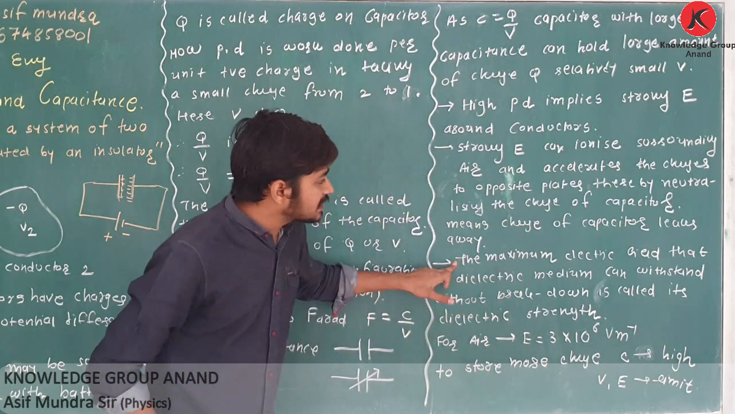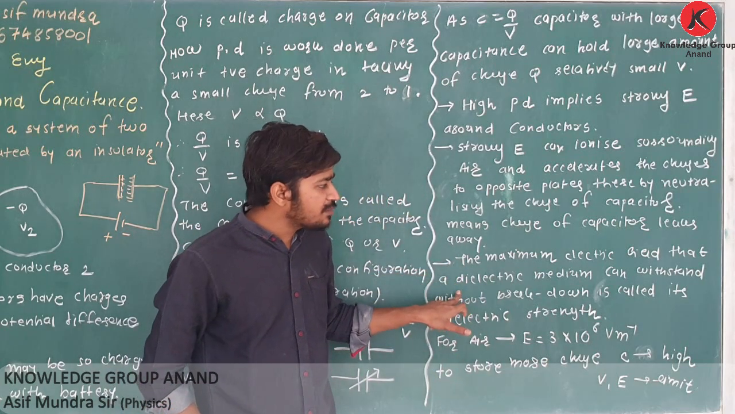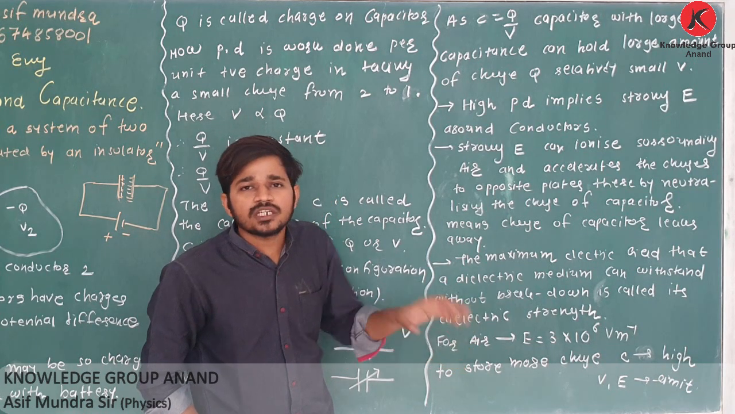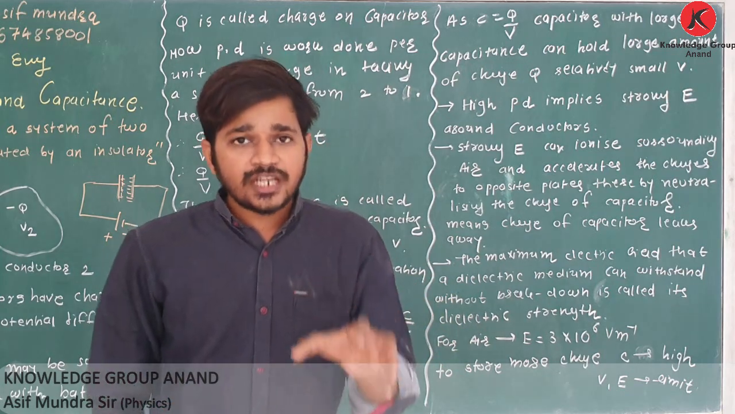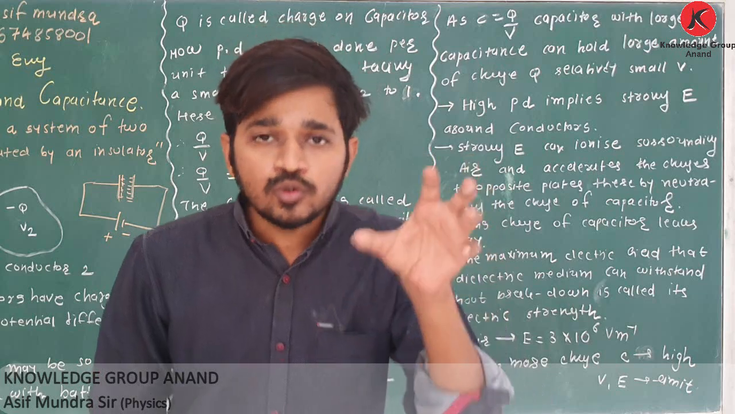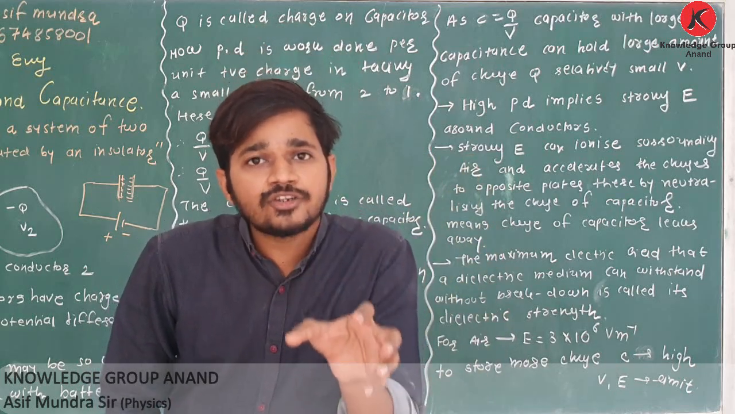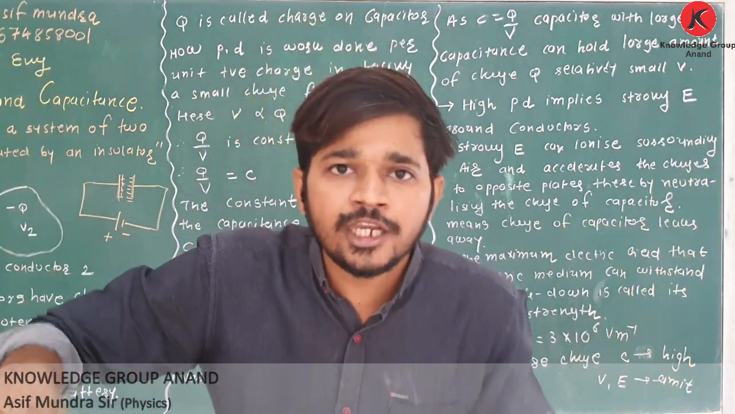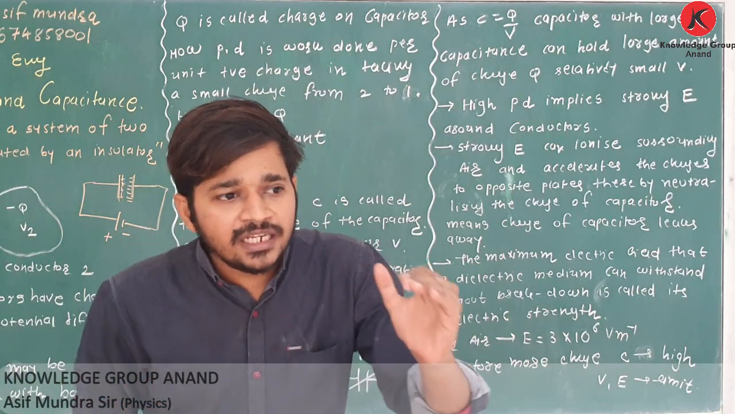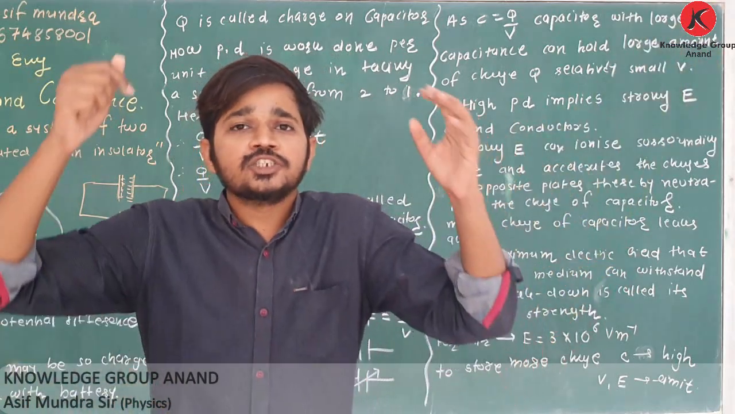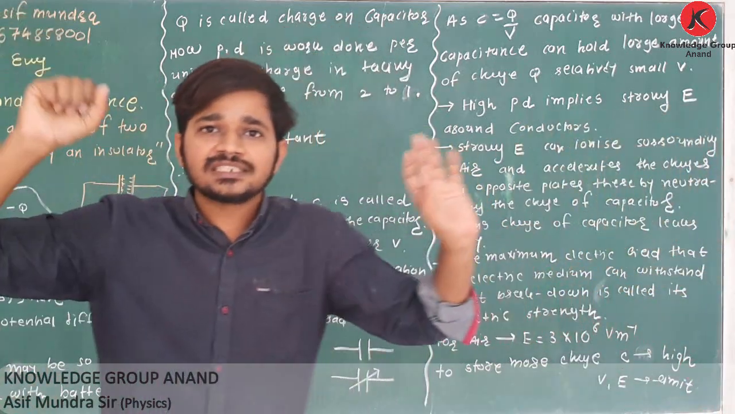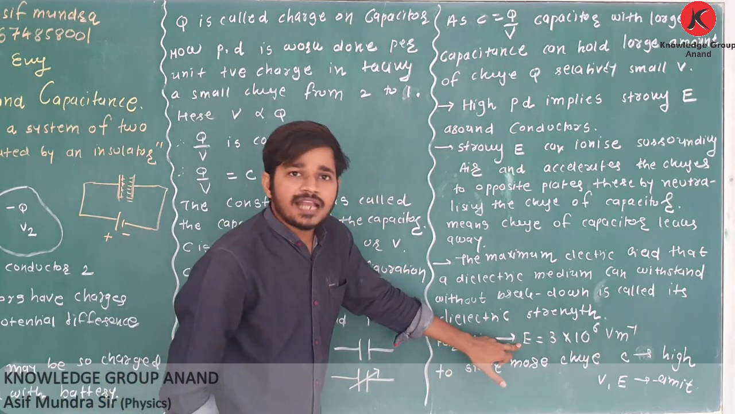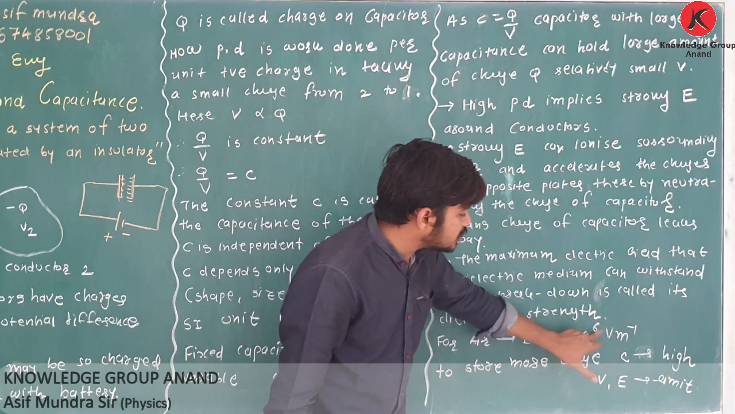The maximum electric field that a dielectric medium can withstand without breakdown is called its dielectric strength. What is dielectric strength? Dielectric strength is the value of electric field up to which an insulator or dielectric can maintain its insulating property. If the electric field increases beyond that value, then its insulating property is destroyed and charge is leaked. For example, for air, dielectric strength is equal to 3 into 10 raised to 6 volt per meter.